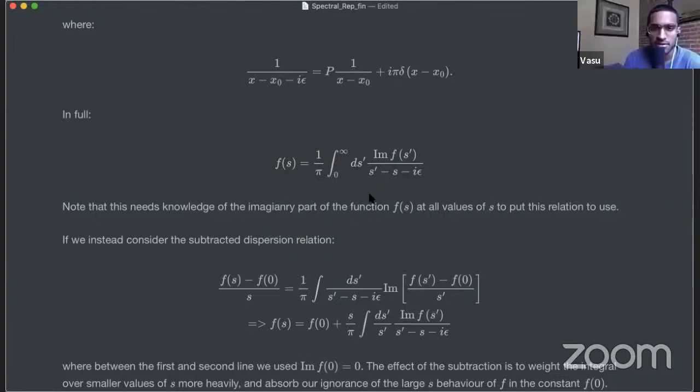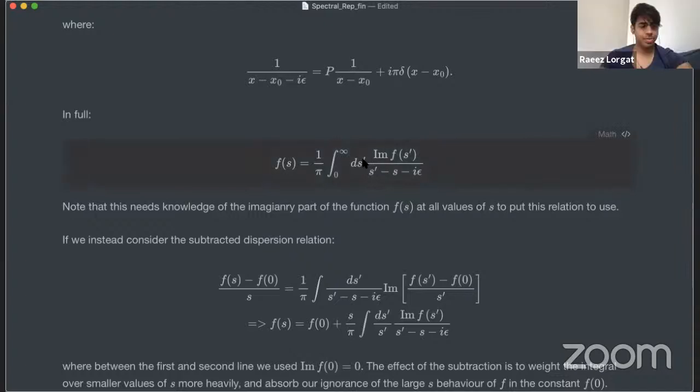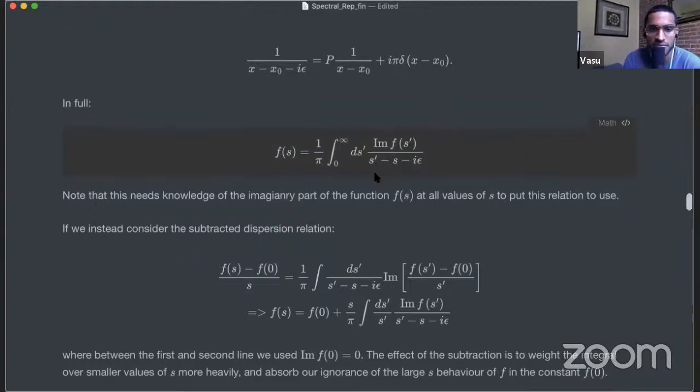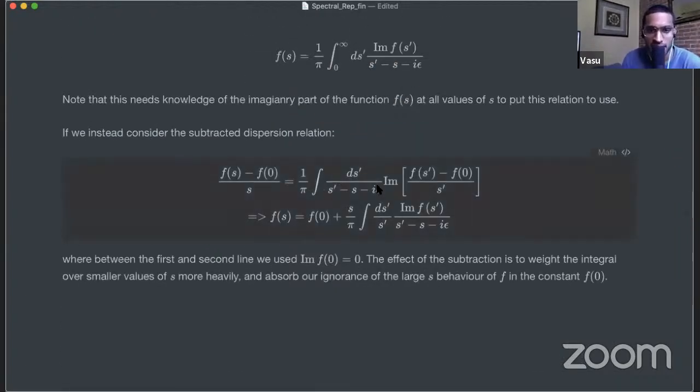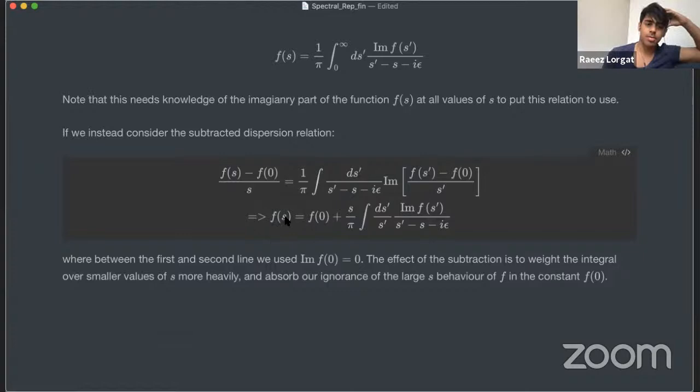So here, in order to know what happens at large S, I just really need to know what f of S prime is at very large S. You see, because the pole is at S equals S prime. If I subtract, then I'm in a slightly better situation, because I can push my ignorance of what's going on at large S into an arbitrary constant of 0. I know that what I want is that F at large values of S vanishes in order for me to even be able to do a contour integral, right?